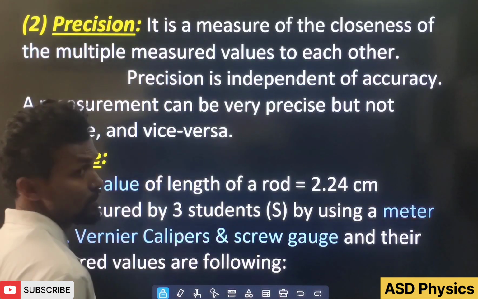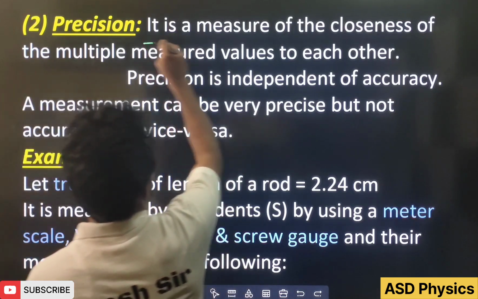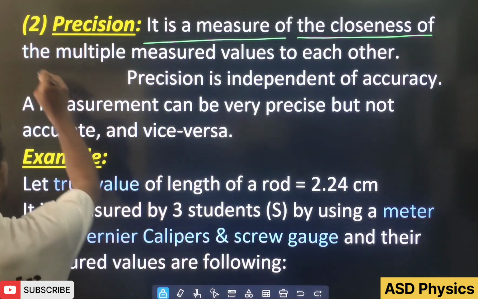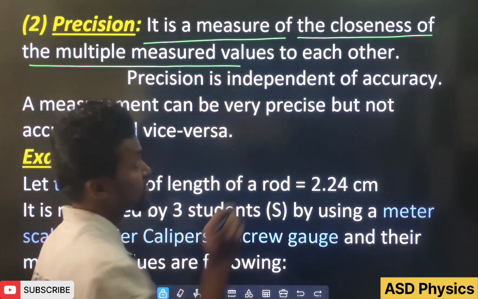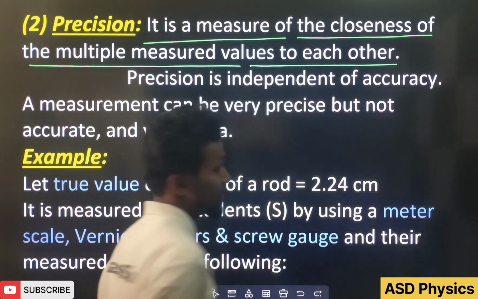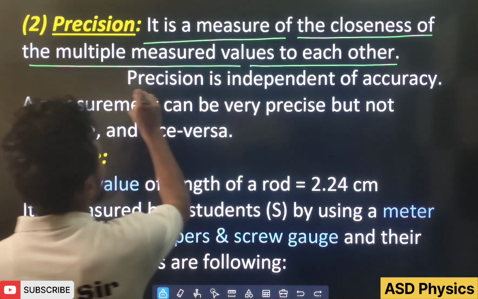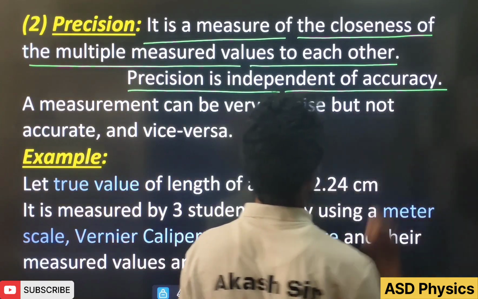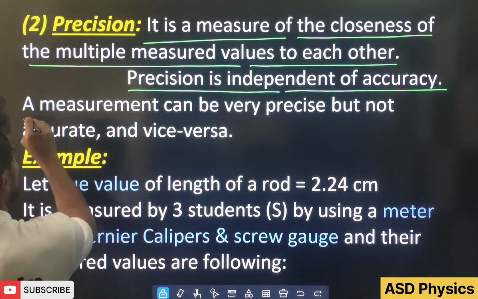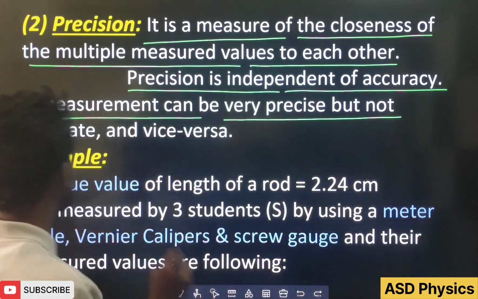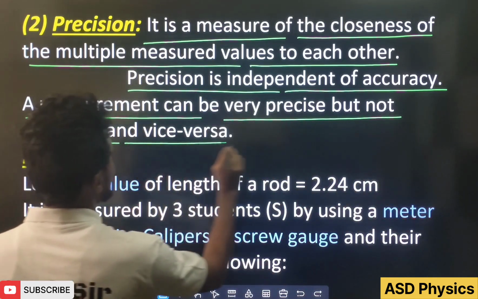Precision. Let's see here. Precision. It is a measure of the closeness of the multiple measured values to each other, closeness of the multiple measured values here. Okay, now see here. Precision is independent of accuracy. A measurement can be very precise but not accurate and vice versa.